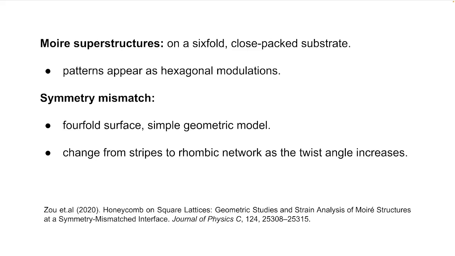We can model this with a 4-fold simple geometric model, and we can change the morphology of that from stripes to a rhombic network as the twist angle increases. Remember, the twist angle is the sort of offset between the substrate and the top layers. So you might twist one layer versus the substrate, you might bend it in one way versus another, and you can get the symmetry mismatch, and you can get these Moire superstructures that exhibit these sort of changes in patterns, changes in the symmetry across the entire surface, but also local changes as well.